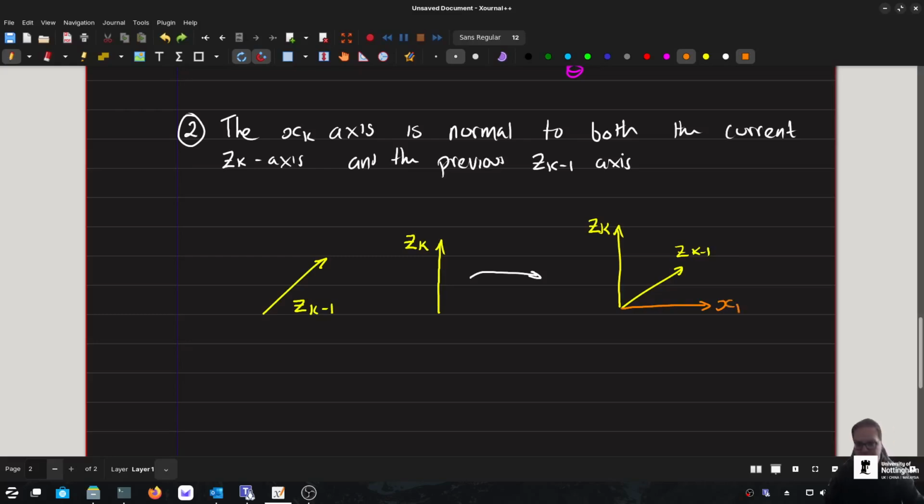Now, when we were in the lecture, there were some questions. One of the questions was, could, for example, XK be in this direction as well? Could it be going to the left? And the answer is yes, it can. It still follows the rule because XK is still normal to both ZK and ZK-1. So, if you want, yes. However, what we typically do is we try and make XK flow in the direction of the robot. So usually we go from left to right. And so we would normally assume that instead.